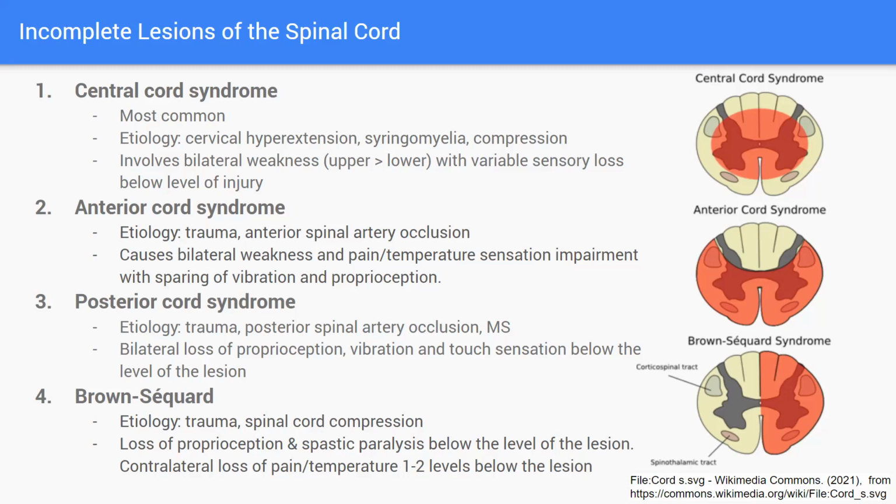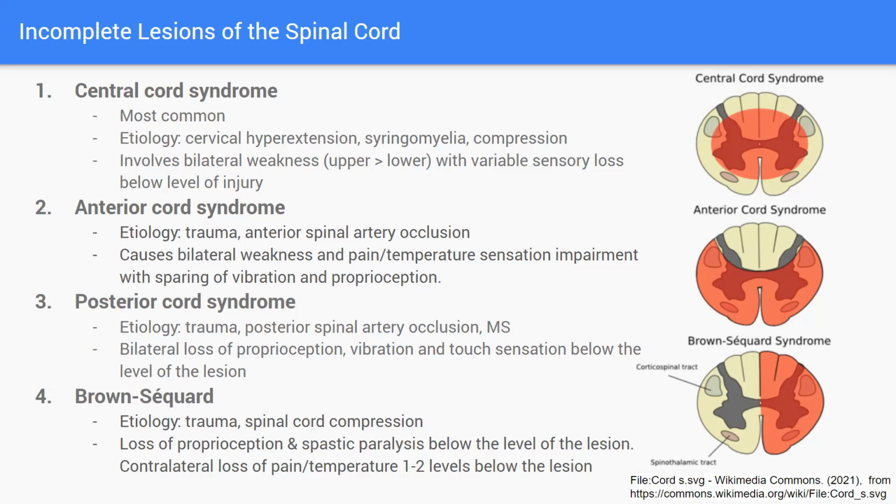Syringomyelia, as well as compressive lesions, can also lead to central cord syndrome. And essentially the clinical presentation you see with such a thing involves bilateral weakness. Usually this affects the upper extremities more so than the lower, with a variable sensory loss below the level of the injury. In particular, with something like syringomyelia, which affects the region around the syrinx, this can be limited to altered pain and temperature sensation at the particular level of the spinal cord where that lesion is, because that's where the axons would cross over.